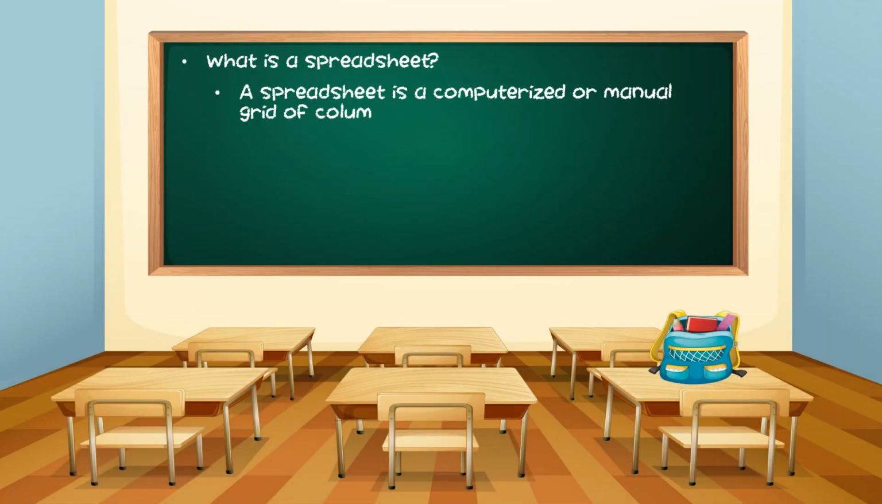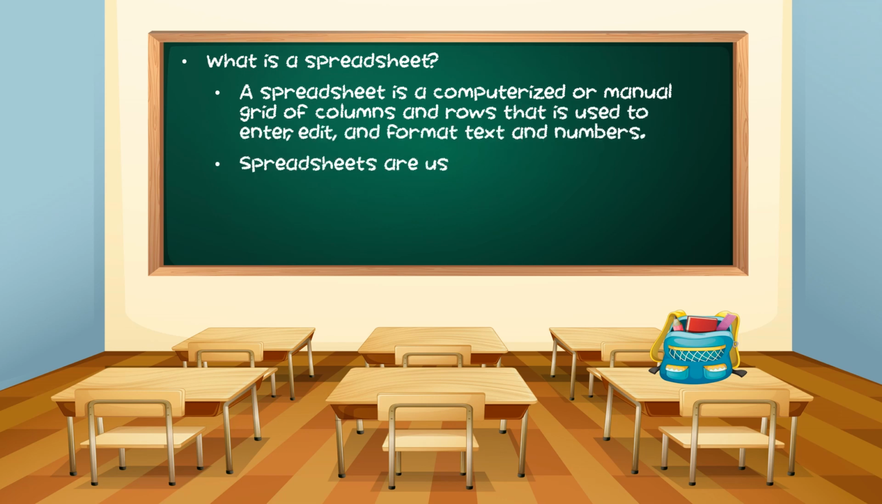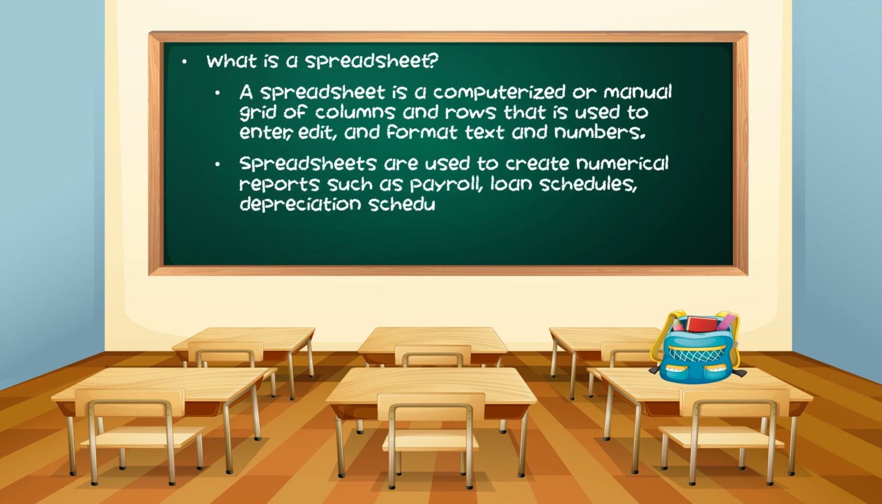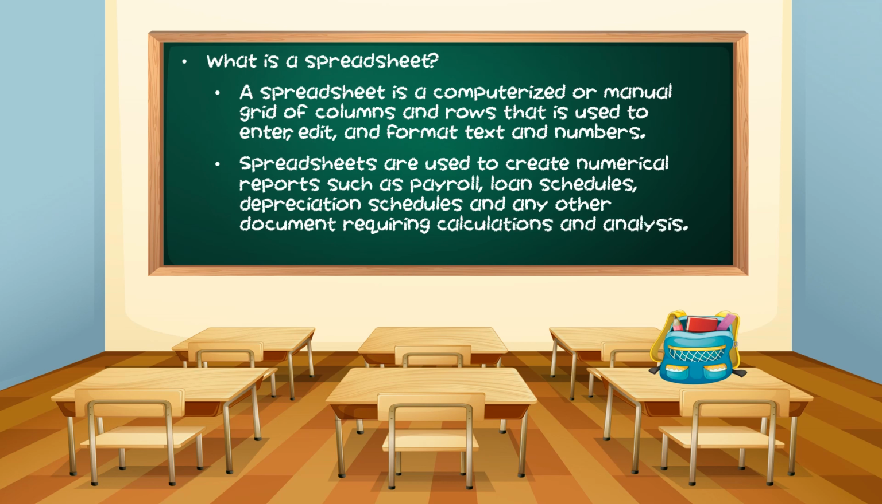What is a spreadsheet? A spreadsheet is a computerized or manual grid of columns and rows in table format that is used to enter, edit, and format text and numbers. Spreadsheets are used to create numerical reports such as payroll, loan schedules, depreciation schedules, and any other document requiring calculations and analysis.